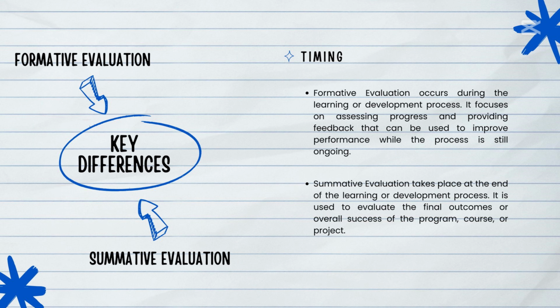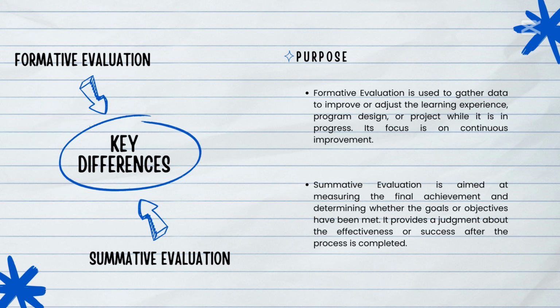On the other hand, summative evaluation occurs at the end of the learning or development process. So since it happens at the conclusion, summative evaluation serves as the final assessment or measurement of achievement. Now let us proceed to the differences of the formative and summative evaluation in terms of their purpose.